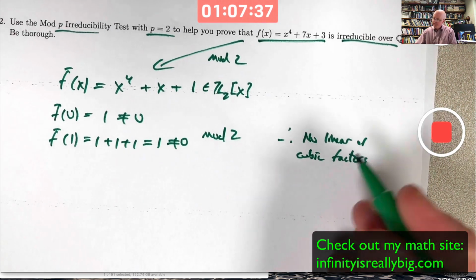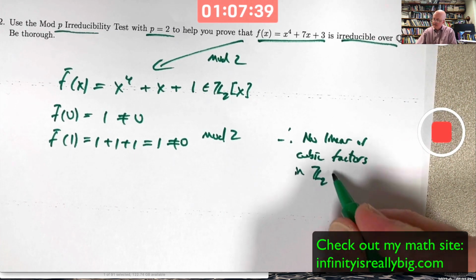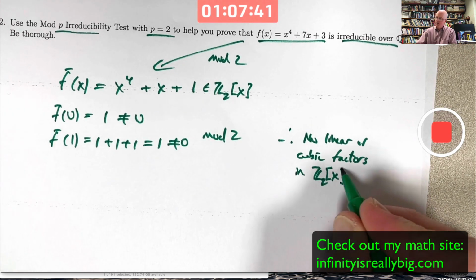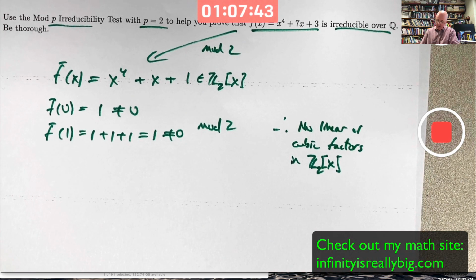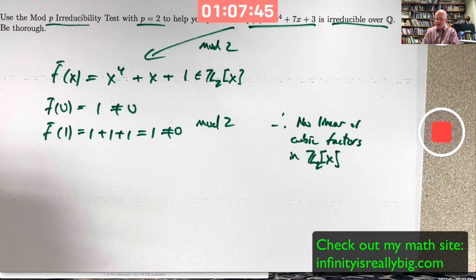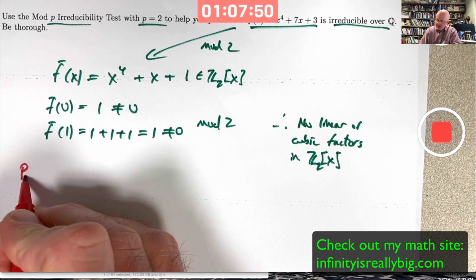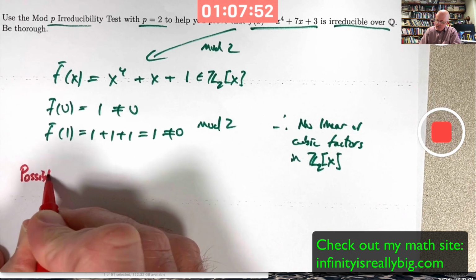I should say here in Z2[x], the polynomial ring with coefficients in Z2. Why are there no quadratics? The possible quadratic factors are very limited because the coefficients must be modded by 2.